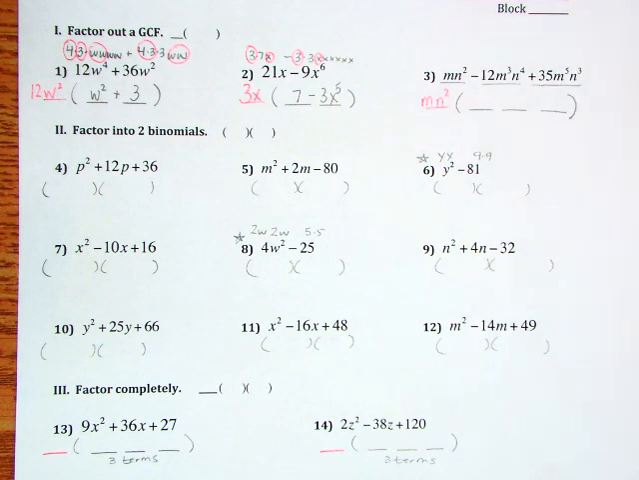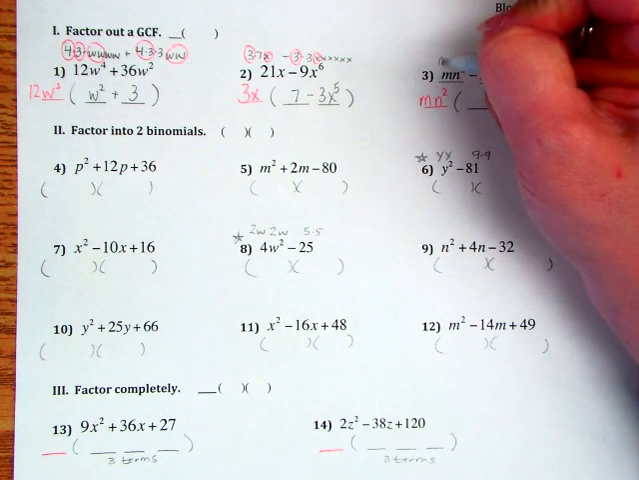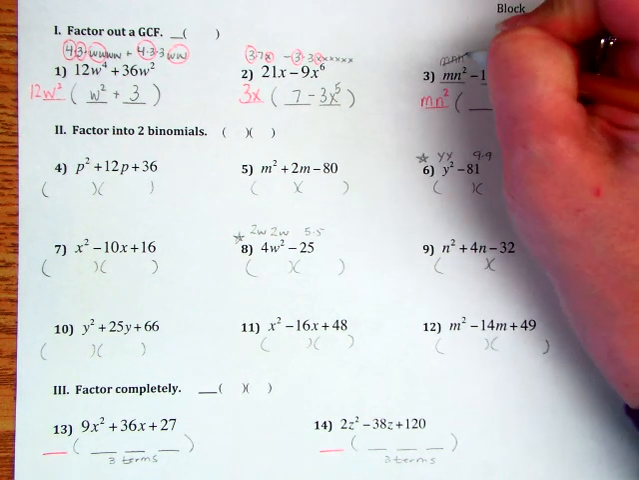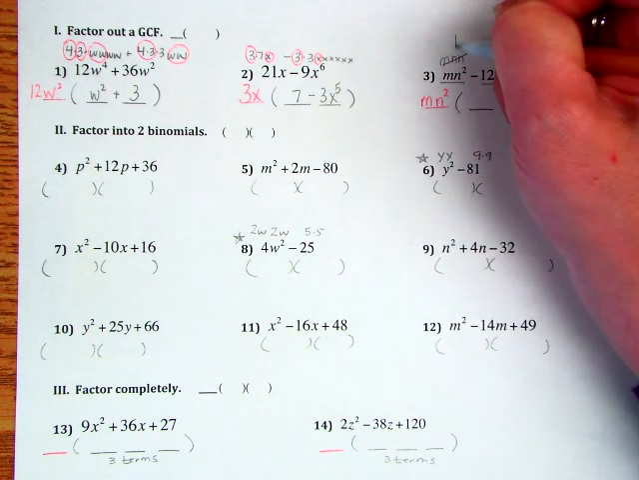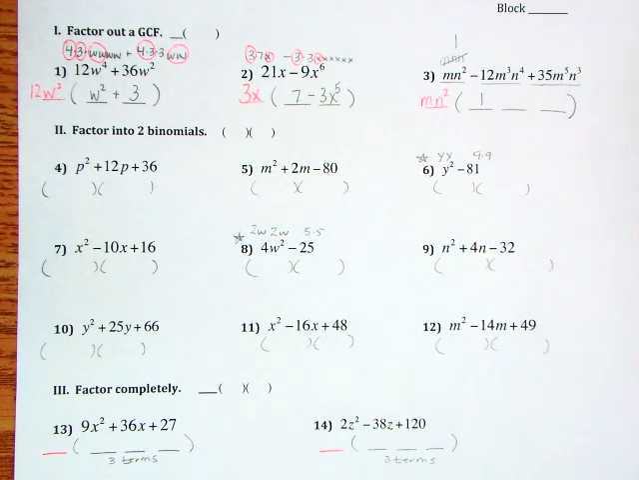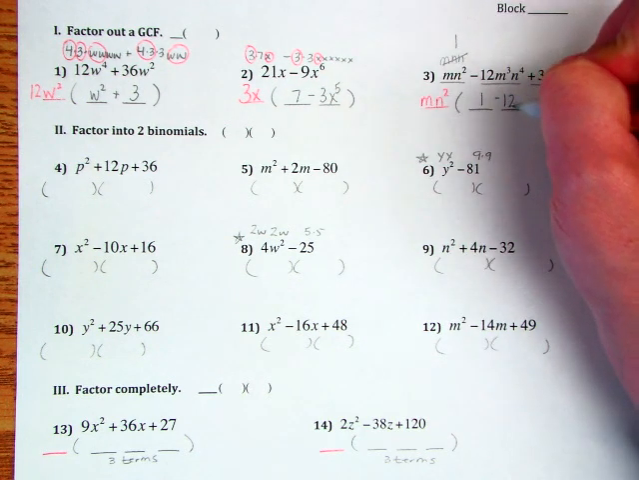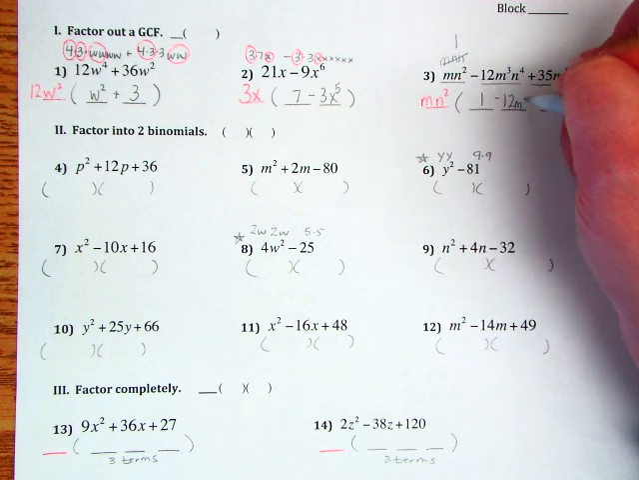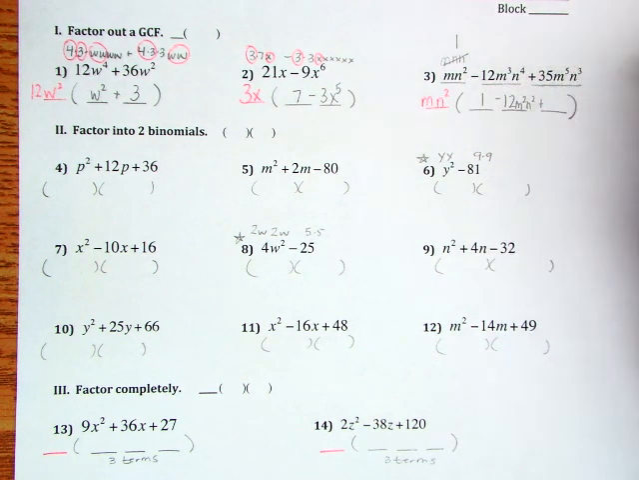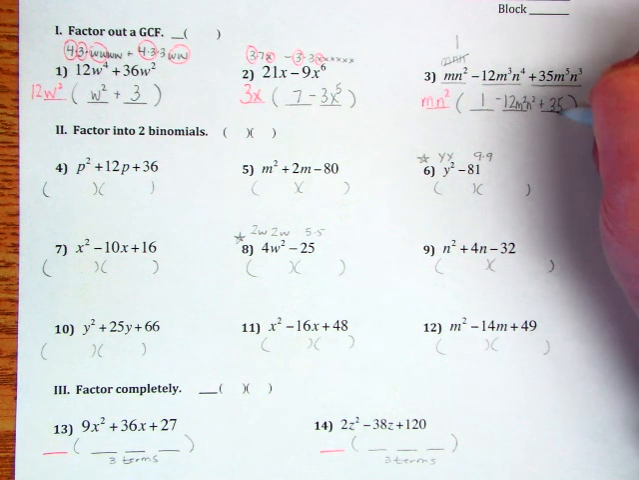If I look up here and think about breaking this down, if mn squared is what I end up making my GCF, that leaves me with a 1 here, minus 12, with 2 m's left and 2 n's left, plus 35, with 4 m's and an n.